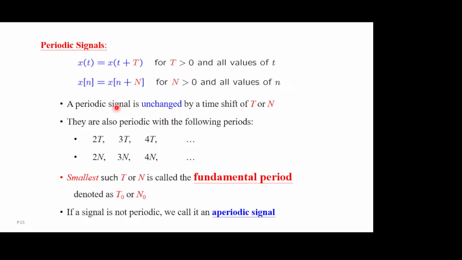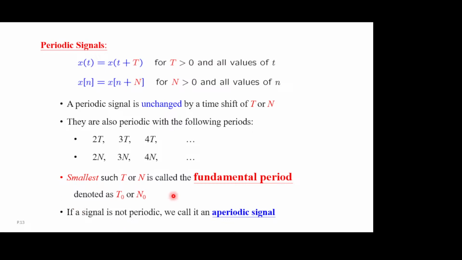So those are periodic signals. They always have a fundamental period. And if you cannot find the fundamental period, then the signal is called an aperiodic signal. Or if the signal just doesn't satisfy the relationship for any T, then it's aperiodic. Okay, so that's just a name.